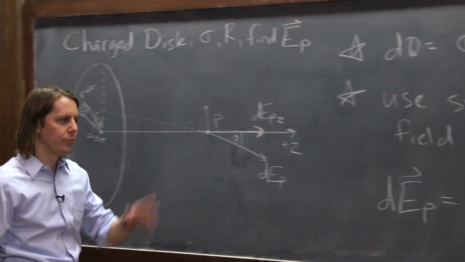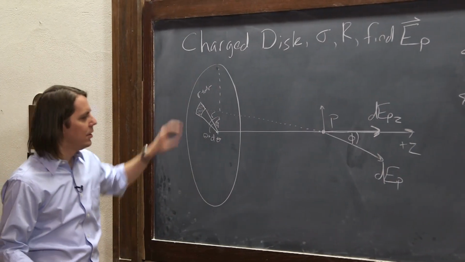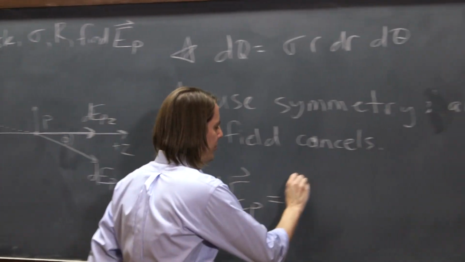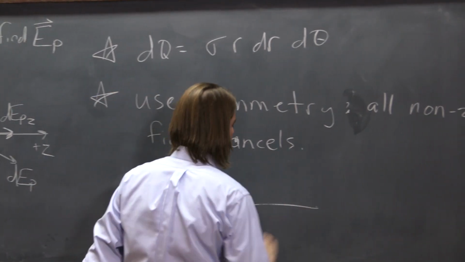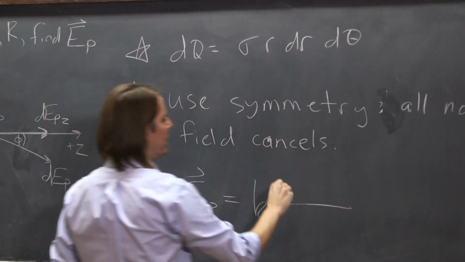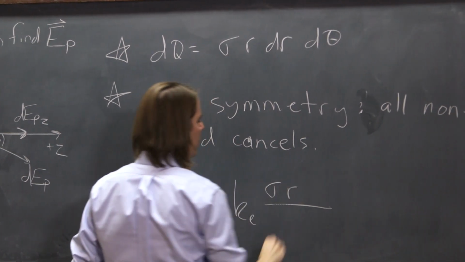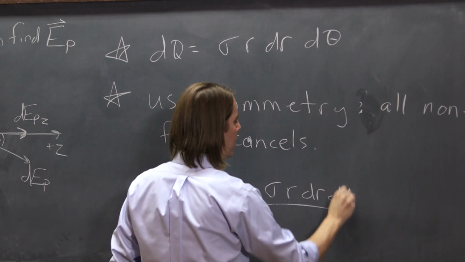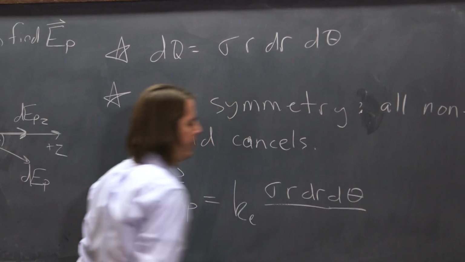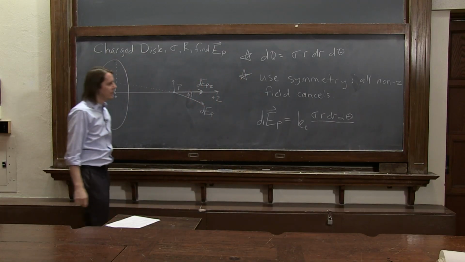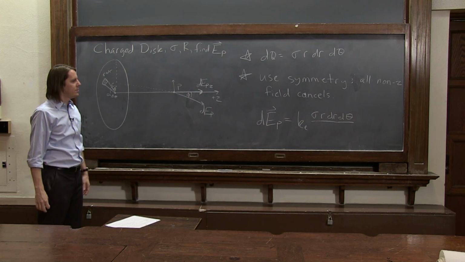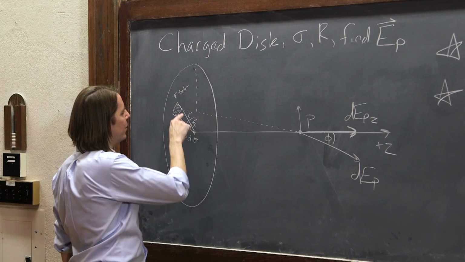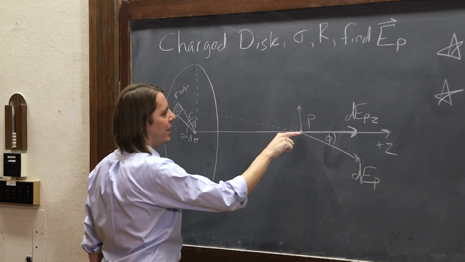Okay. Coulomb's law, essentially. k_e, Coulomb's constant, times the charge, and I'm going to go ahead and write it this way. Sigma r, don't mix your sigmas and your r's, dr d theta. Okay? So that's dq, that's the charge. And now we need it over the separation squared. So we need it over this line right here.